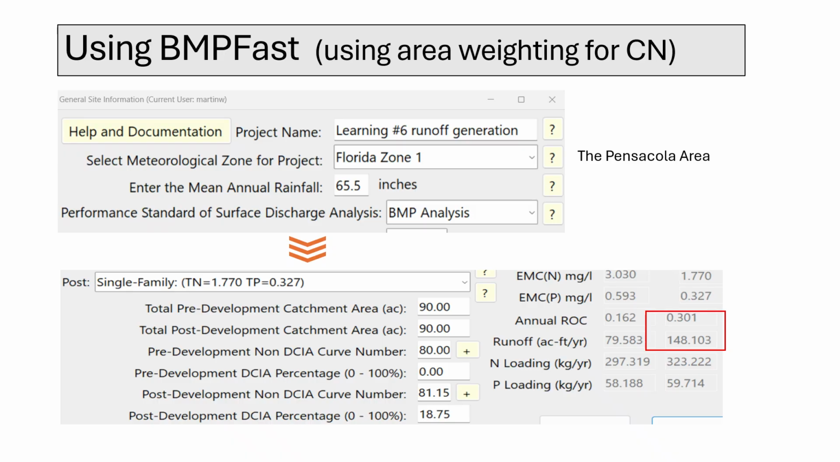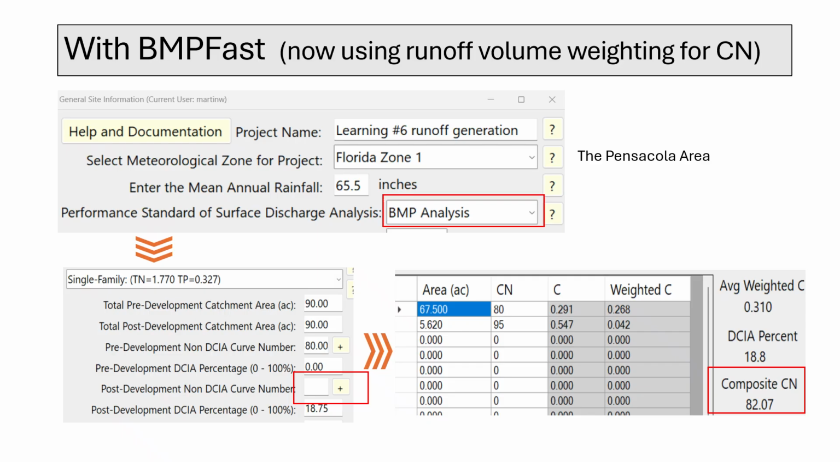What's important to highlight is that the results generated by BMPFast for this scenario are consistent with those obtained through manual or hand calculations. We're now focusing on the Pensacola area as an example to illustrate how BMPFast works, particularly with its new runoff volume weighting for curve number calculations. For this demonstration, the specific characteristics of the Pensacola site and its watershed have been entered into the system.